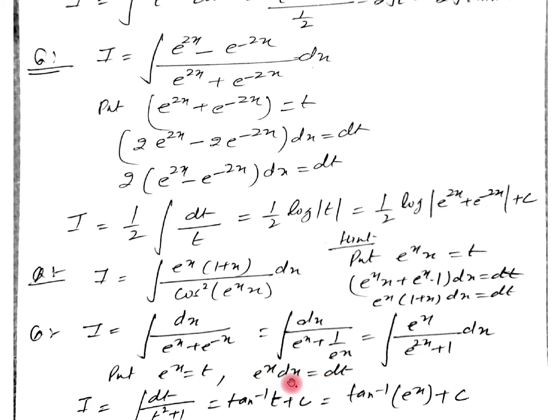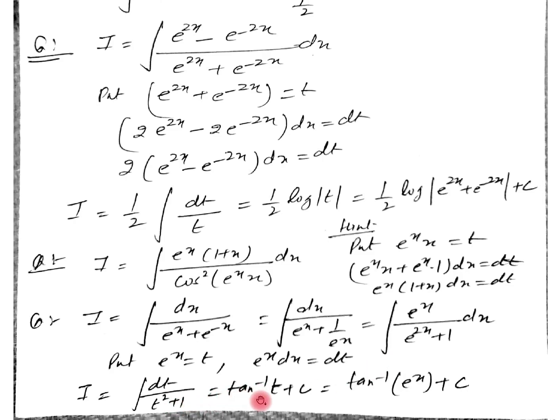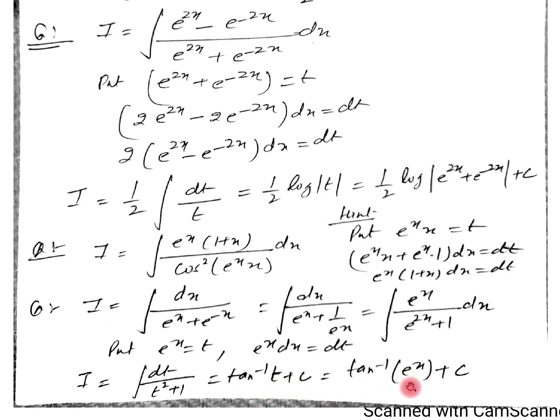Now the differentiation as well as the integration, both are going side by side. Then I becomes dt upon t square plus 1. Its integral is tan inverse t. Then substituting the value of t here, we are getting the answer.